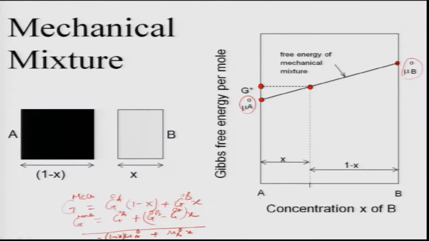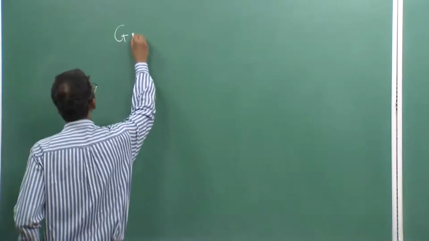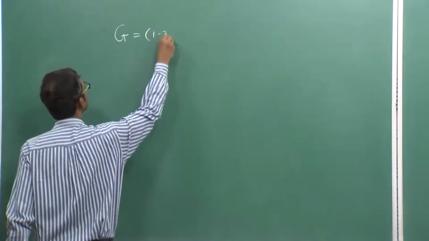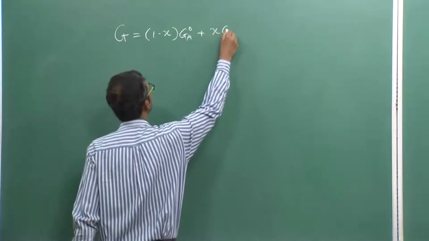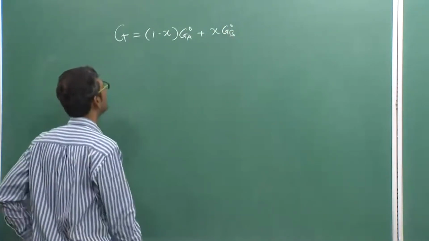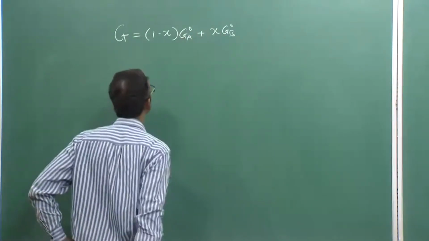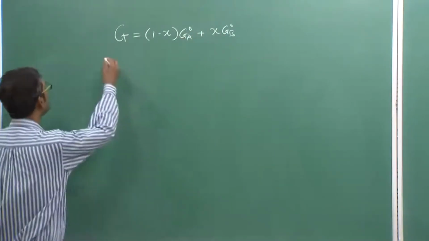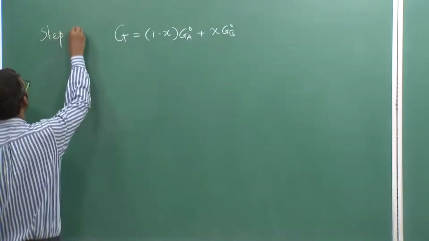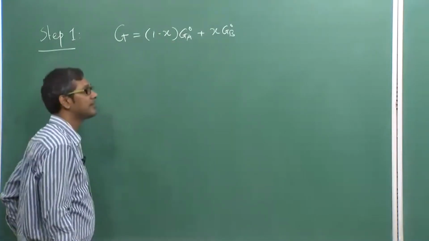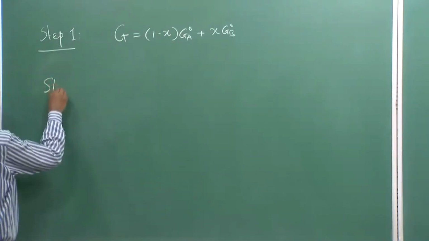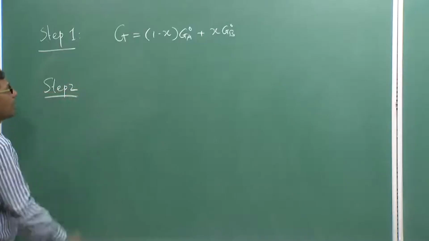Let us do that on the board, that is much easier. I have already told you the free energy of the mechanical mixture is nothing but (1 minus x) multiplied by Ga0 plus x multiplied by Gb0, where this 0 stands for the free energy of the pure elements. Now, this is my step 1. In step 1, I have just mixed the two elements in the proportion of 1 minus x and x, and in step 2, the mixing will be done atomically. Now, how do I calculate that?